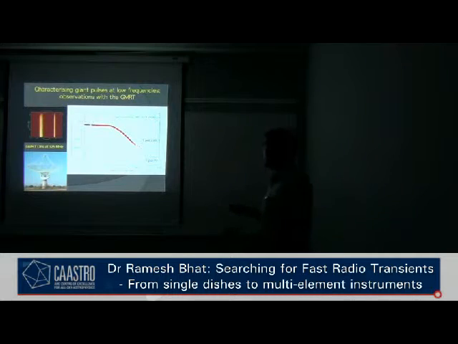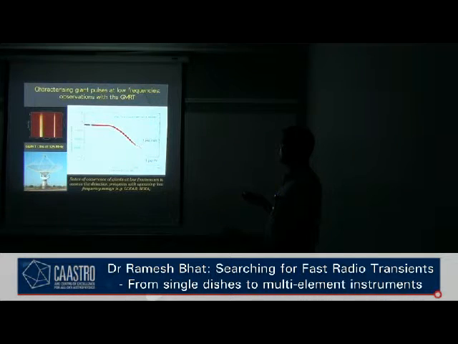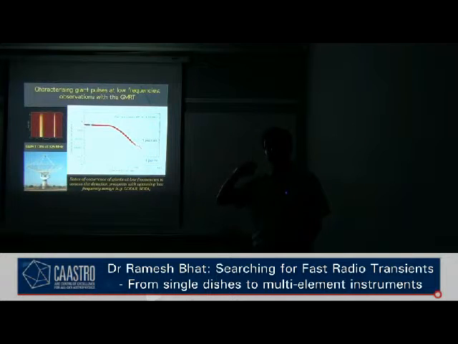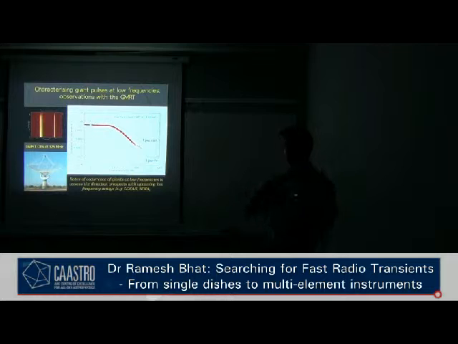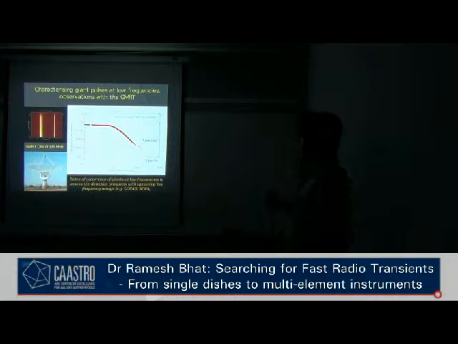So one way of doing it is just with newer instruments, finding better targets and keep going. The other way of approaching this problem is that these signals have a very steep spectrum. So when you go to low frequencies, your detection prospects naturally increase because of the steep spectrum. So you need to understand how the spectrum and the rates of giant pulses behave at low frequencies. That's one of the projects we are doing at the GMRT.